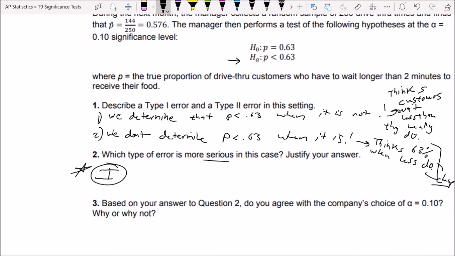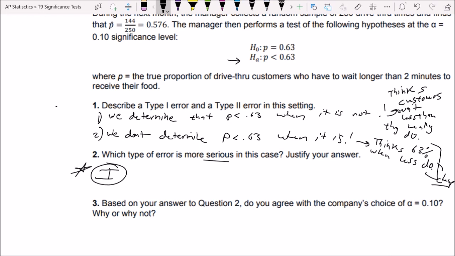Okay. Based on our answer to question 2, do we agree with the company's choice of the significance level of 0.1? Interesting. Do we agree that it's okay to have a 10% chance of making a type 1 error? Now remember, guys, that's what alpha is. Alpha is the significance level, but it also tells us the percentage chance of a type 1 error.